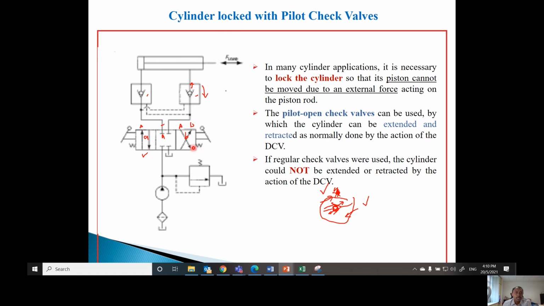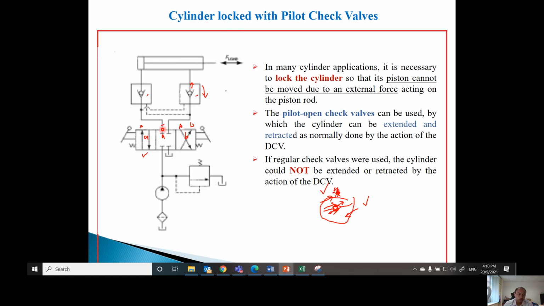Just imagine if you use the same DCV configuration but only a normal check valve. Yes, you can lock your cylinder, but when there is a need to extend and retract, that cannot happen because the check valve will block the flow during extension and also during retraction. Therefore, it is important to use a pilot open check valve together with this 4/3 DCV with this neutral position. So this is how you can perform cylinder lock.